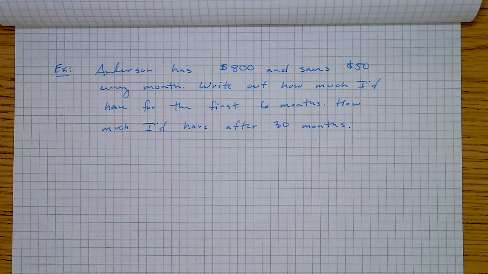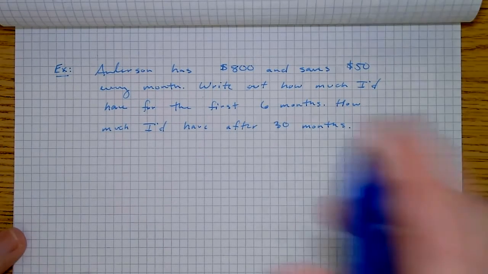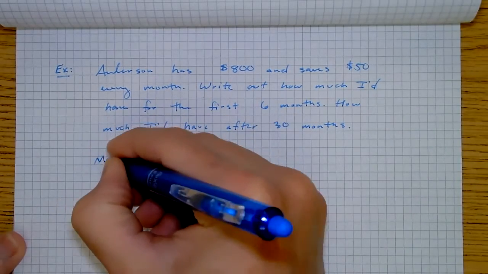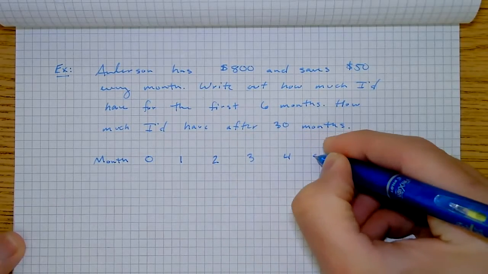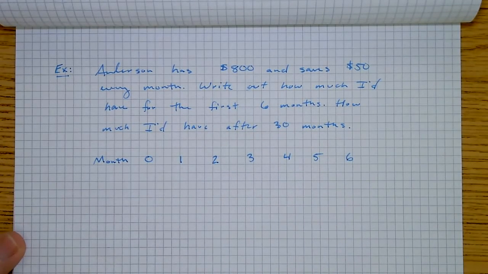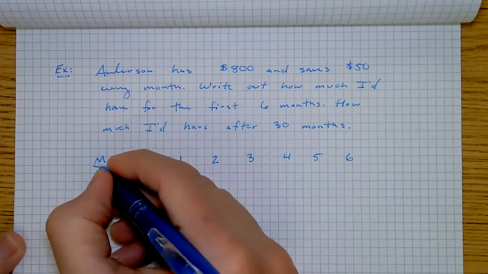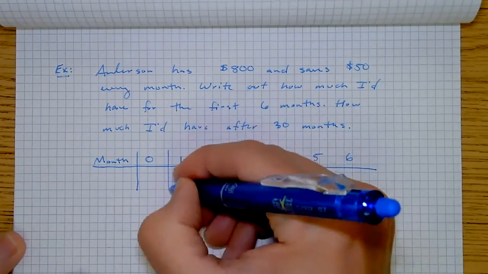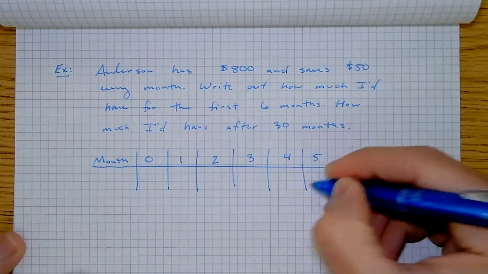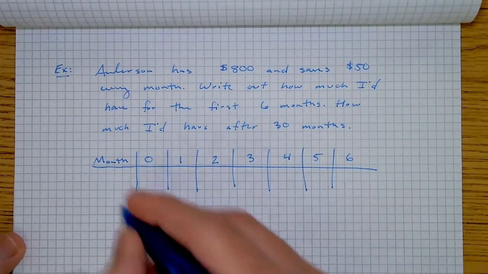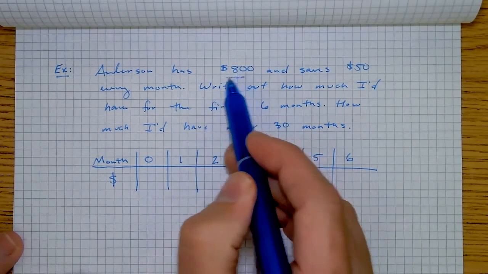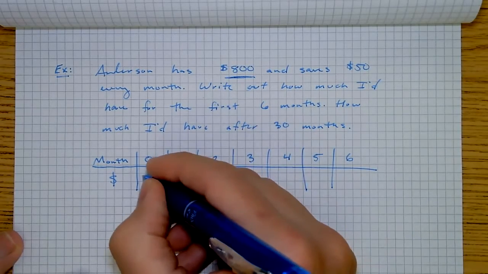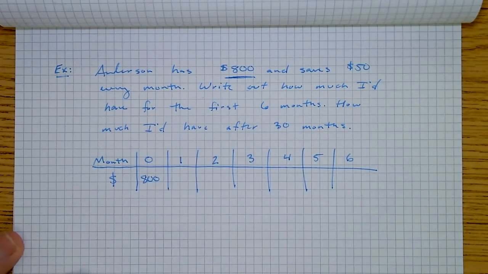All right, so a couple different ways we can attack this. But let's just treat it as we would, dealing with sequences. If I wanted to just make a table, the big difference between just being given a sequence and being given a word problem is usually they give you the zero term. So how much money do I have after month 0? Well, that's whatever I start with. In this case, it would be 800, because I haven't saved any money yet.